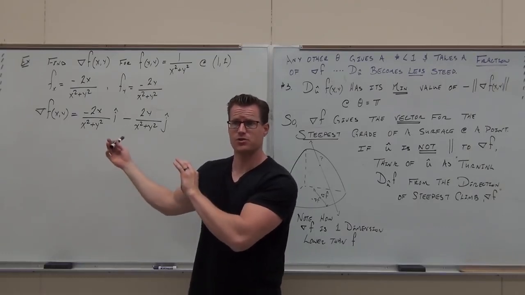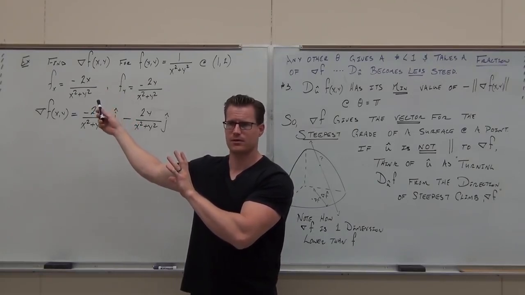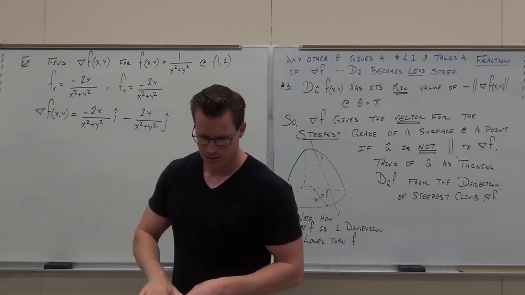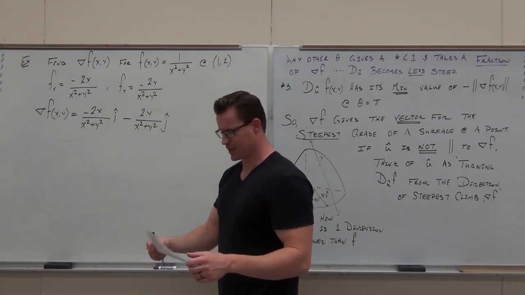This is the vector that will give you the direction, the steepest climb of that surface at any point. You might want to write that down. This is the vector that gives you the direction of the rate of maximum slope of that surface at any point.